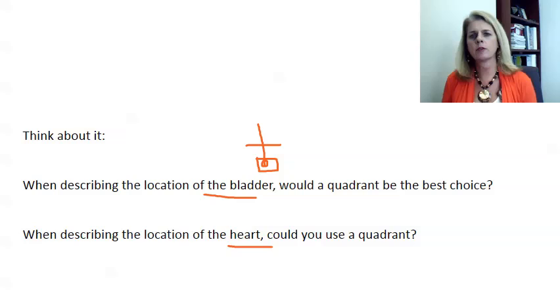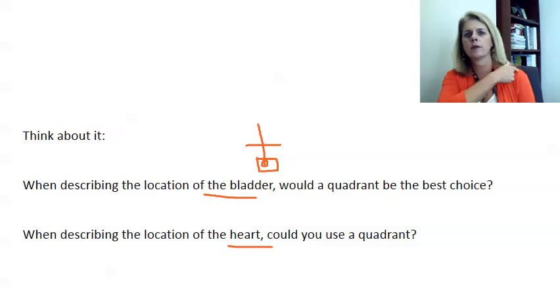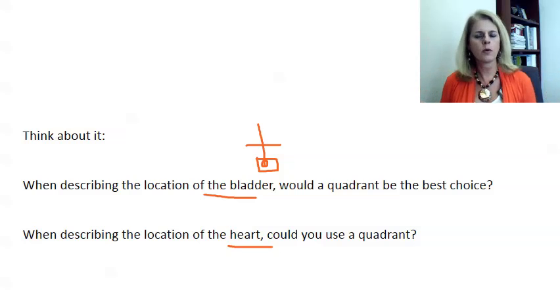So again, take some time, look at your pictures, learn all those regions. I tell my students, just practice. Go, okay, nasal, frontal, mental, cervical, acromial, thoracic. Just start pointing to yourself and naming those regions.